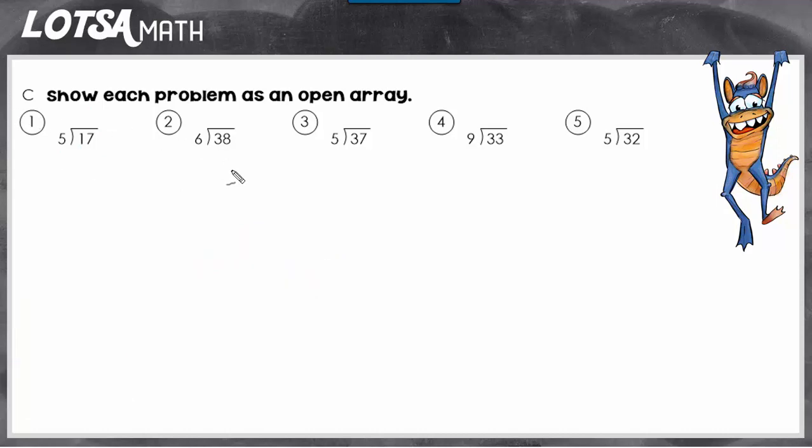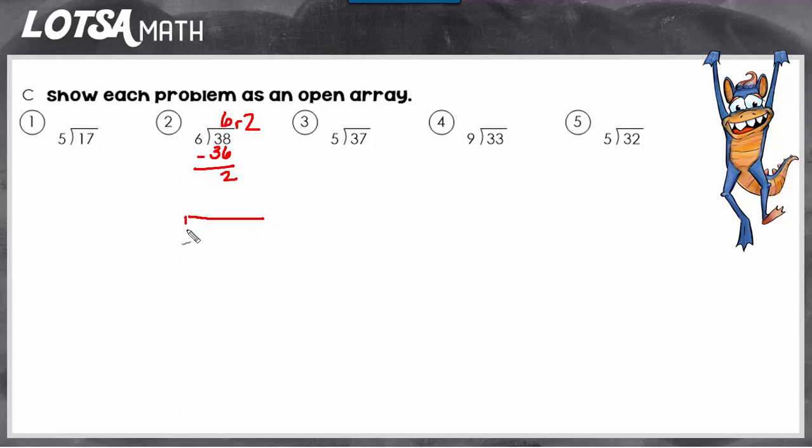Here we have 38 divided by 6. I'm going to go ahead and solve the problem to see if I have a remainder. So 38 divided by 6 is 6. And I see that I have a remainder of 2. But my quotient tells me everything I need to know to make my open array. I need it to be 6 by 6.